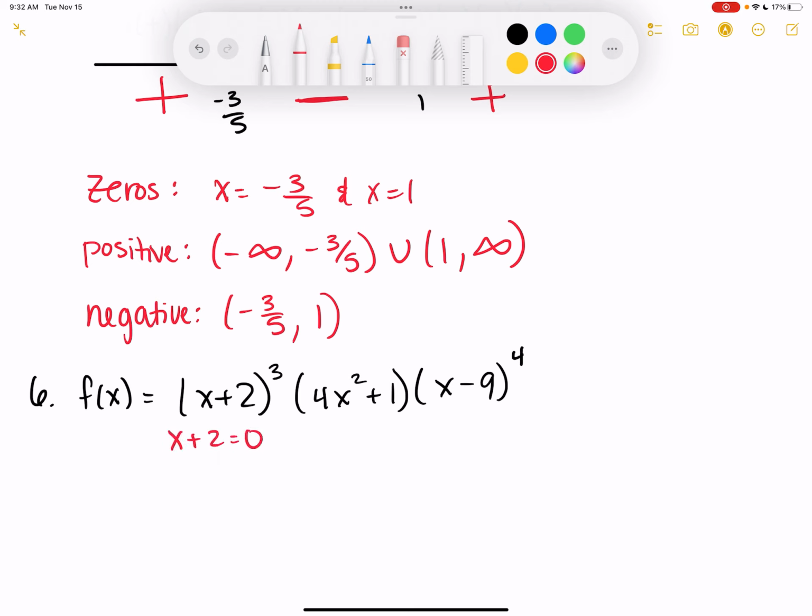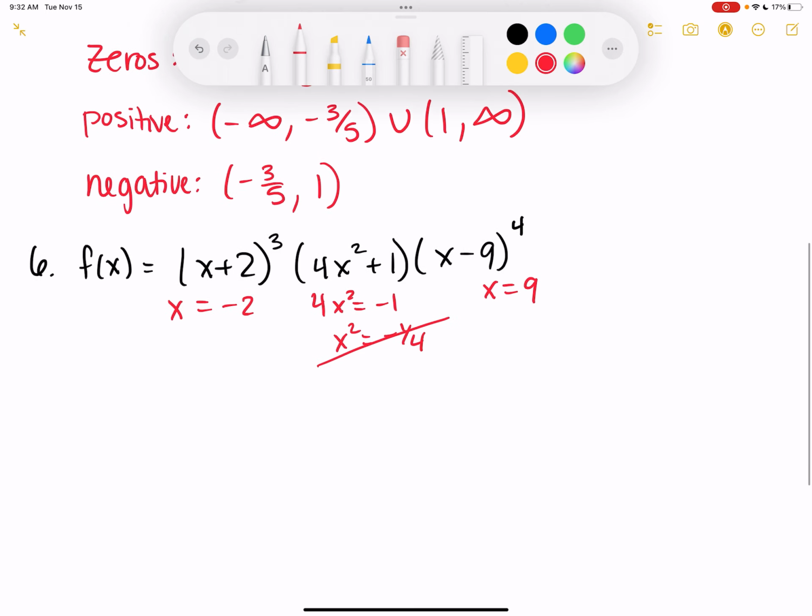And honestly, if you see this and you can do it in your head, you're more than welcome to just say x equals negative 2. This one I might actually need to work out because x squared equals negative 1/4. So you can go ahead and just say that one's going to be gone because there's going to be a negative in the radical, and x equals 9. If you don't want to actually show setting each of them equal to 0, that's completely fine. I usually don't because it's just more writing that I don't need to do.